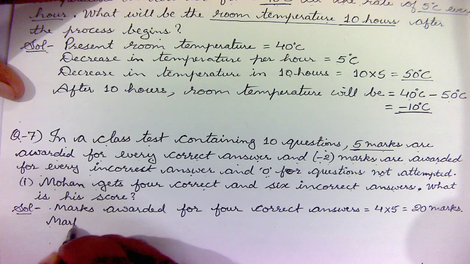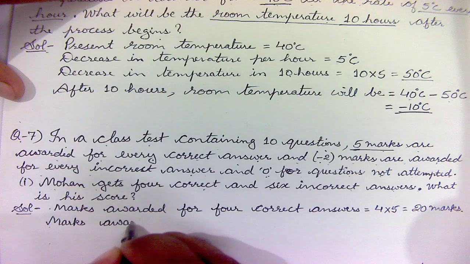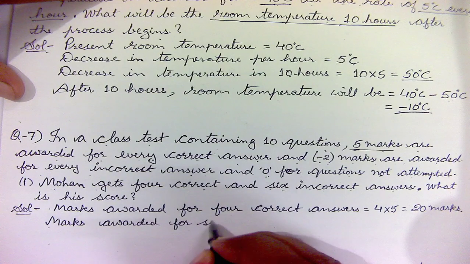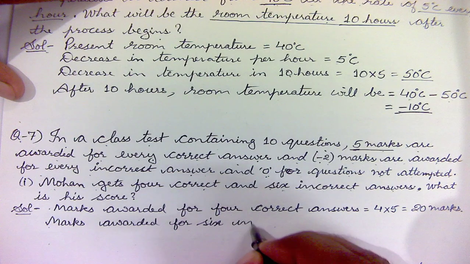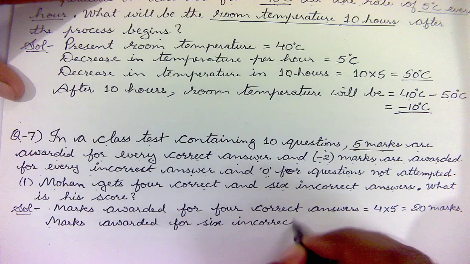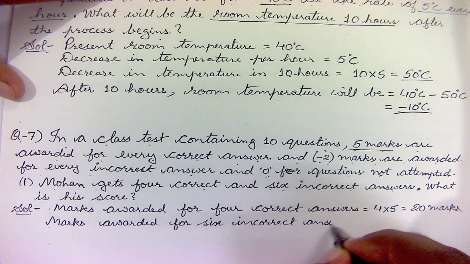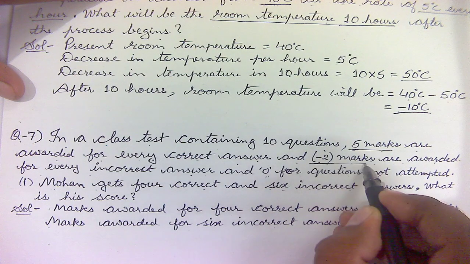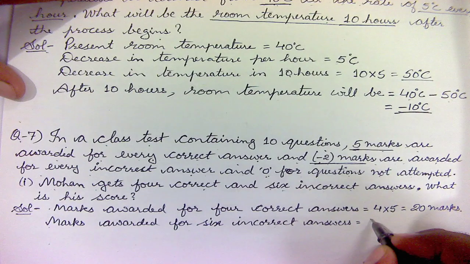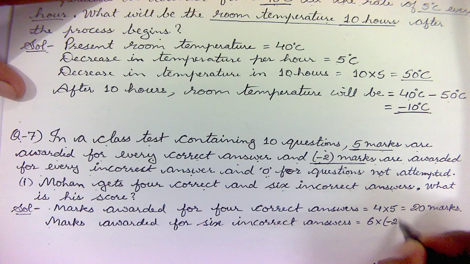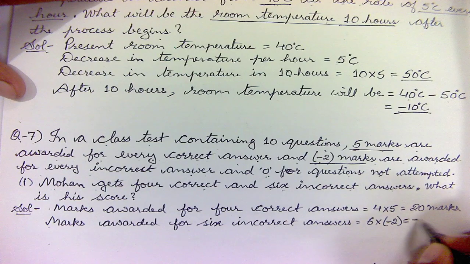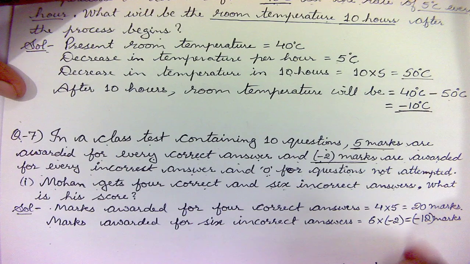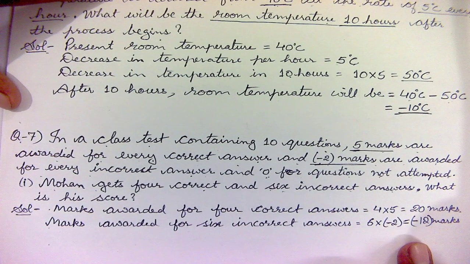Then marks awarded for 6 incorrect answers. Now there are 6 incorrect answers also. Incorrect means wrong answers. For one incorrect answer, it is minus 2. Then 6 are there, so it will be 6 multiply minus 2. So what is 6 multiply minus 2? Minus 12 marks. This is the marks which he gets for incorrect answers.